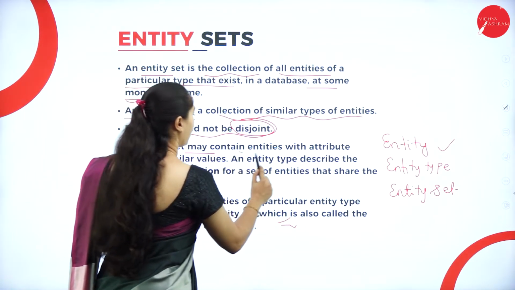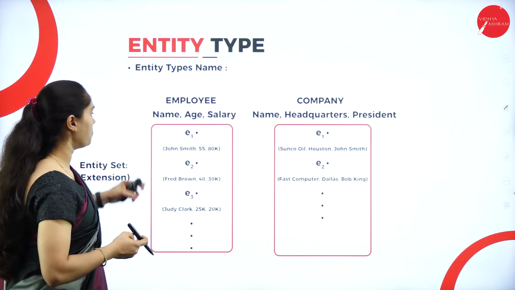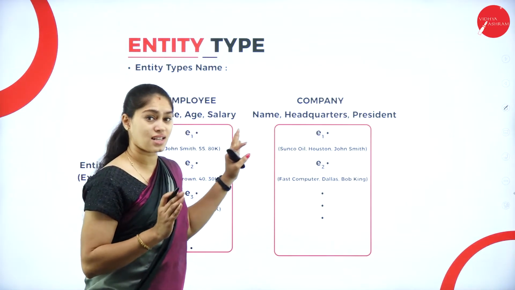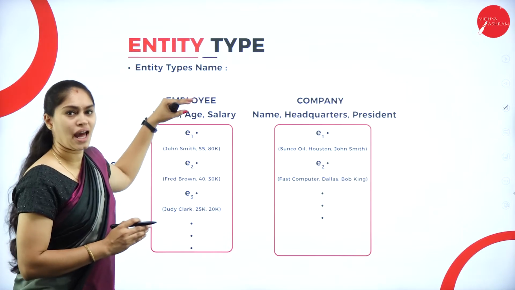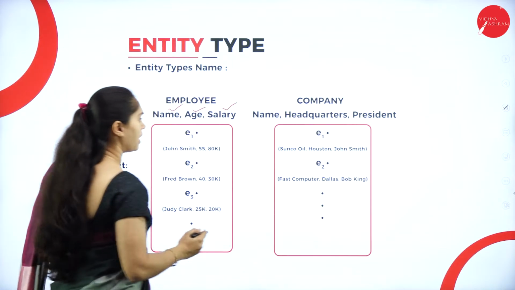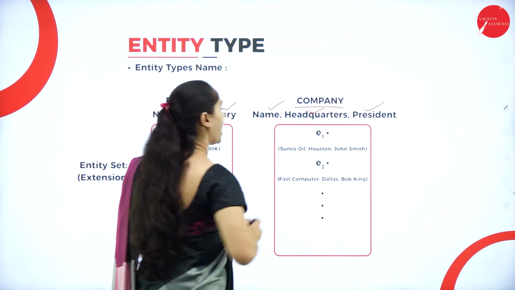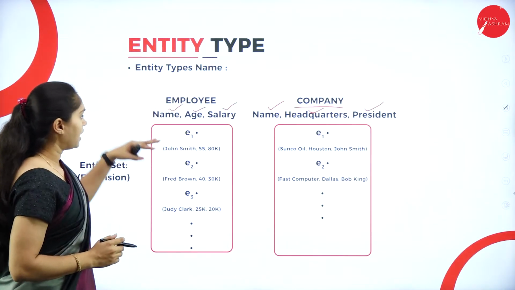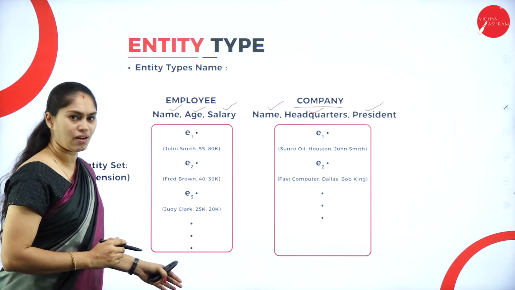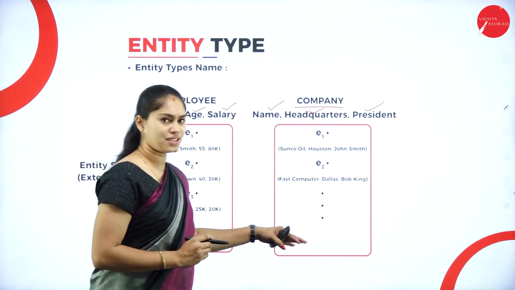An entity set may contain entities with attributes sharing similar values. So let me show you an example here. I have two entities, one is employee and another one is company. I have three attributes for my employee entity: name, age, as well as salary. If I consider a company as an entity, then it comprises name, headquarters and president. In the employee entity, I have instances E1, E2, E3 up to some values, and also in the company, I have E1, E2 up to some instances.